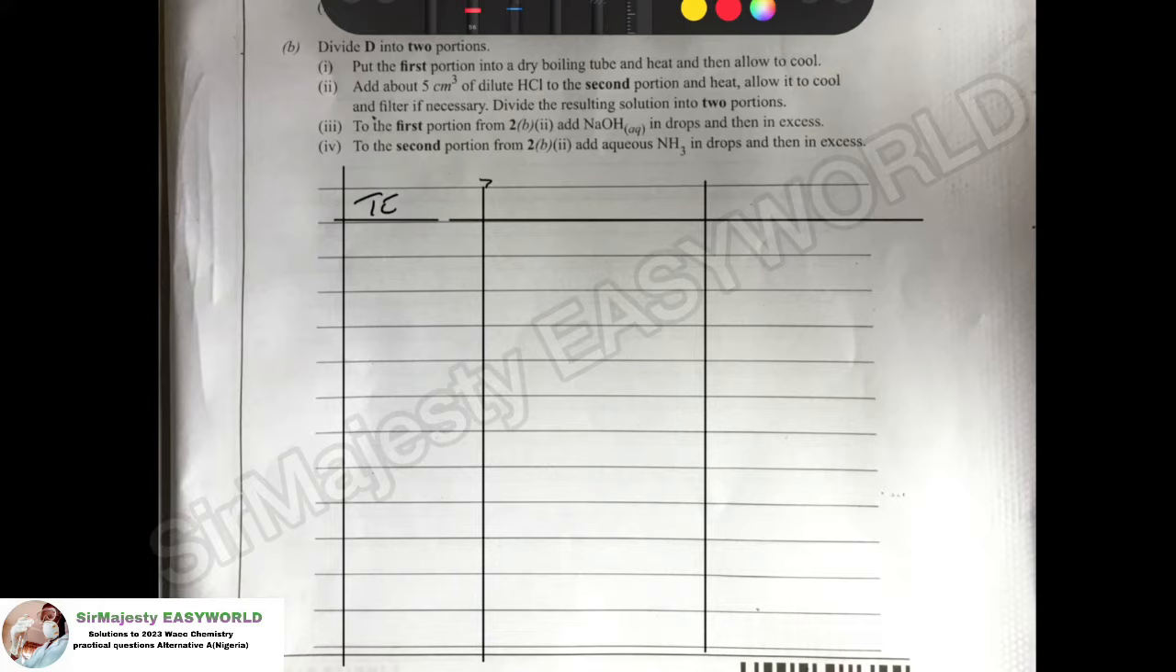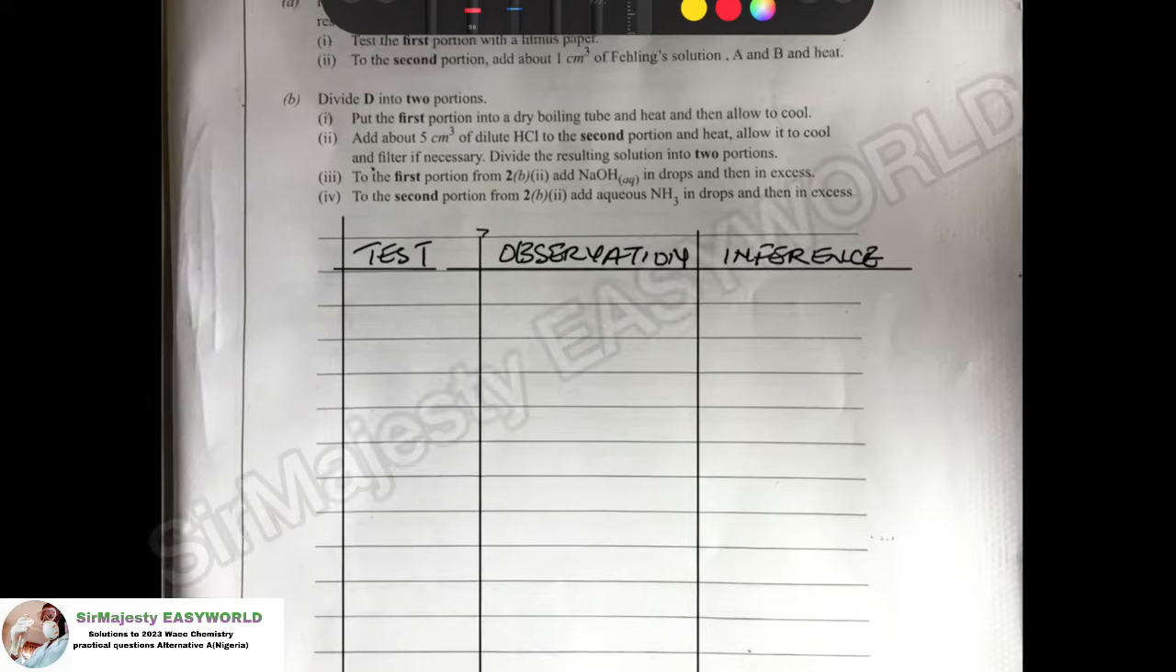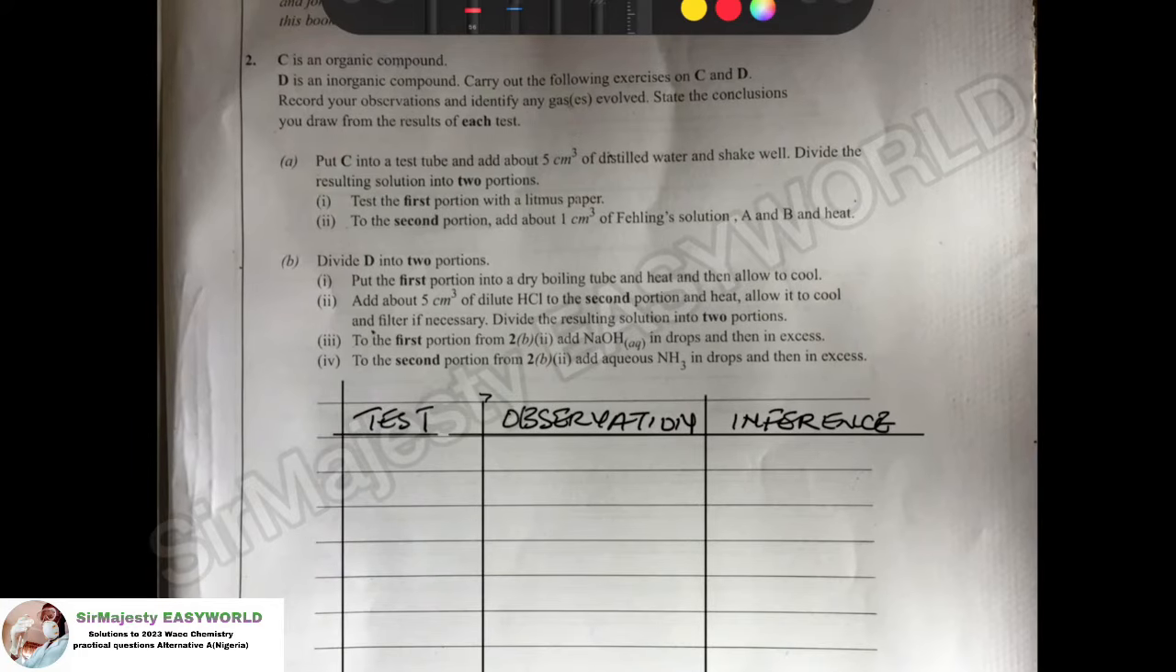You can write with capital letter or small letter. Let me remove the ruler. Here is your test, observation, then inference. You write according to the question. The first instruction was to put C into a test tube. Because of this numbering, I wouldn't know if there is any mark for that, because it was just an instruction given to you. But all notwithstanding, I have to just teach you.